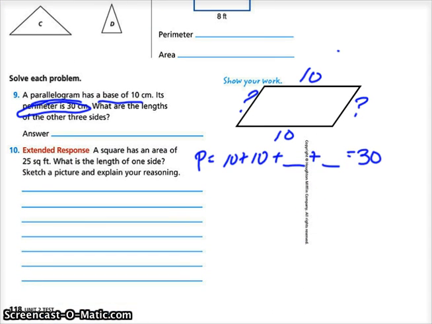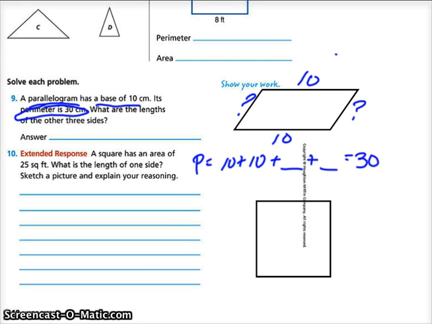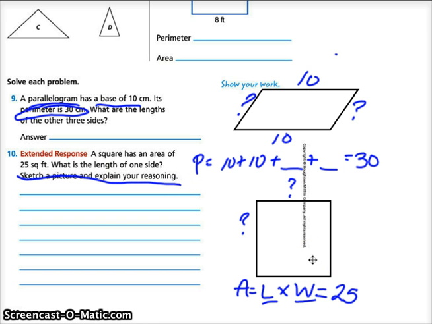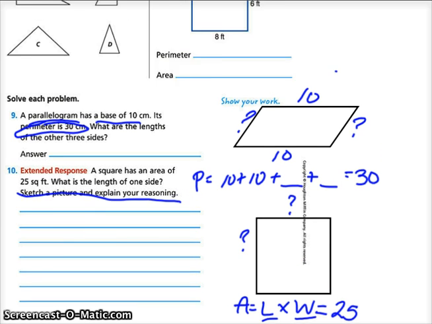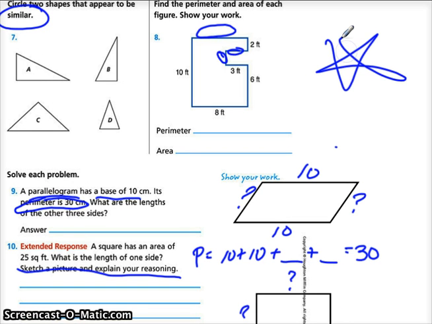Number 10, a square has an area of 25. So if I draw myself a square, and I know its area equals length times width, which equals 25, it wants to know what is the length of each side. So what 2 numbers multiply together to make 25? Okay, it says sketch a picture and explain your reasoning. As soon as you are finished with this page, you can raise your hand and get a star.